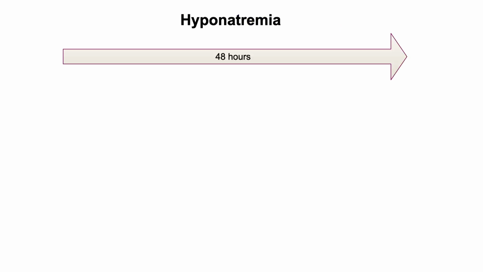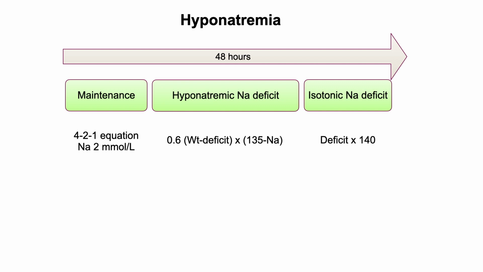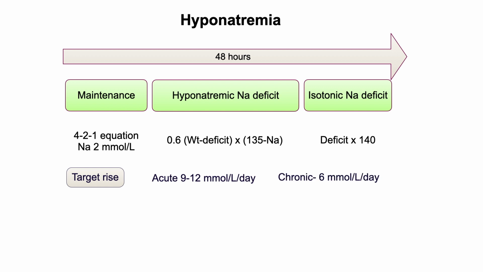Now, management of hyponatremia involves a combination of maintenance using the standard formula, the hyponatremic sodium deficit, and the use of isotonic sodium deficit to calculate, with a target rise in acute cases of 9 to 12 millimoles per liter per day and 6 millimoles per liter per day in chronic cases. Close monitoring of sodium 4 hourly is absolutely essential. Very importantly, if there is a rapid rise, there should be relowering.